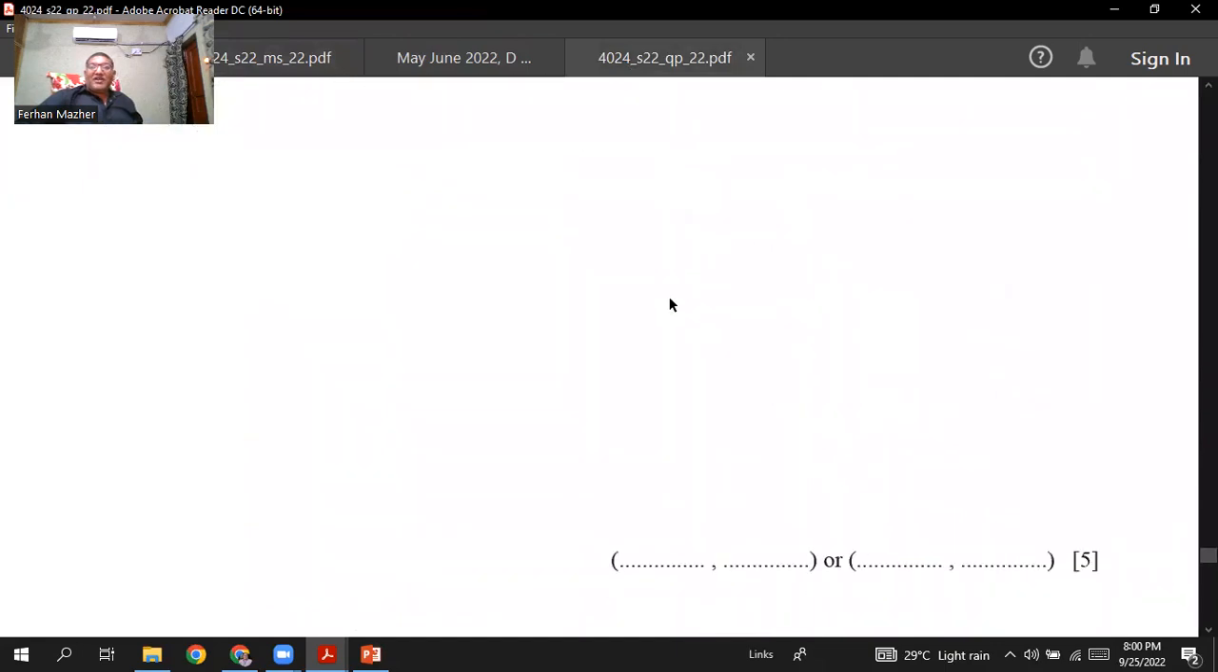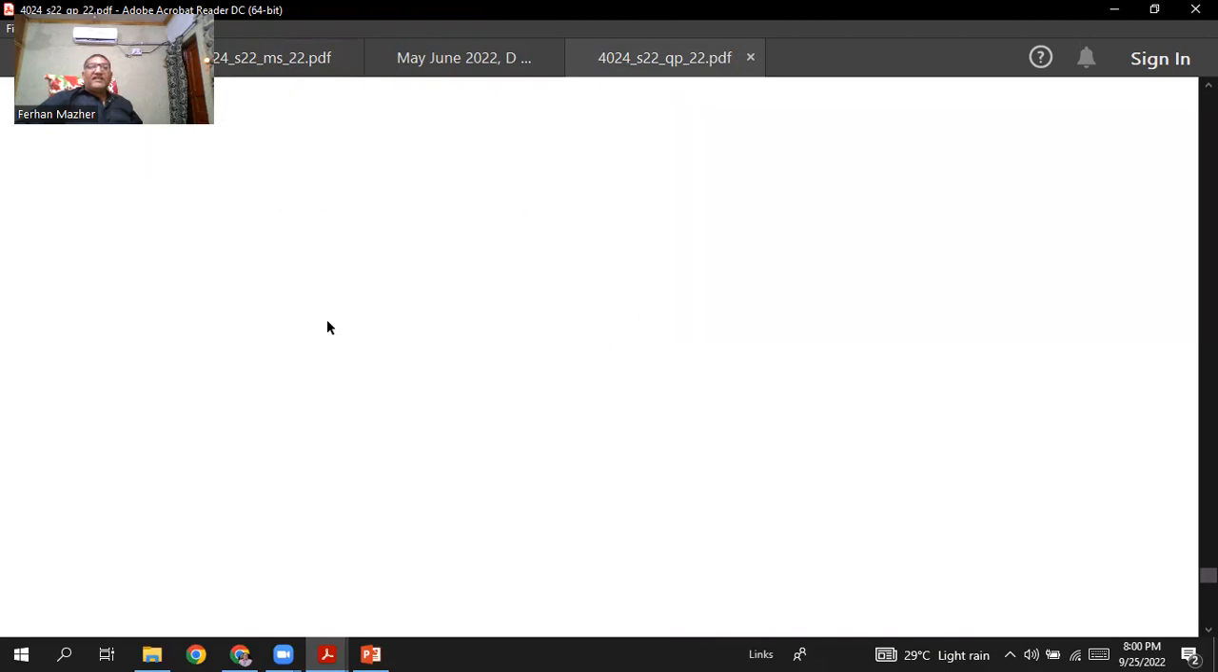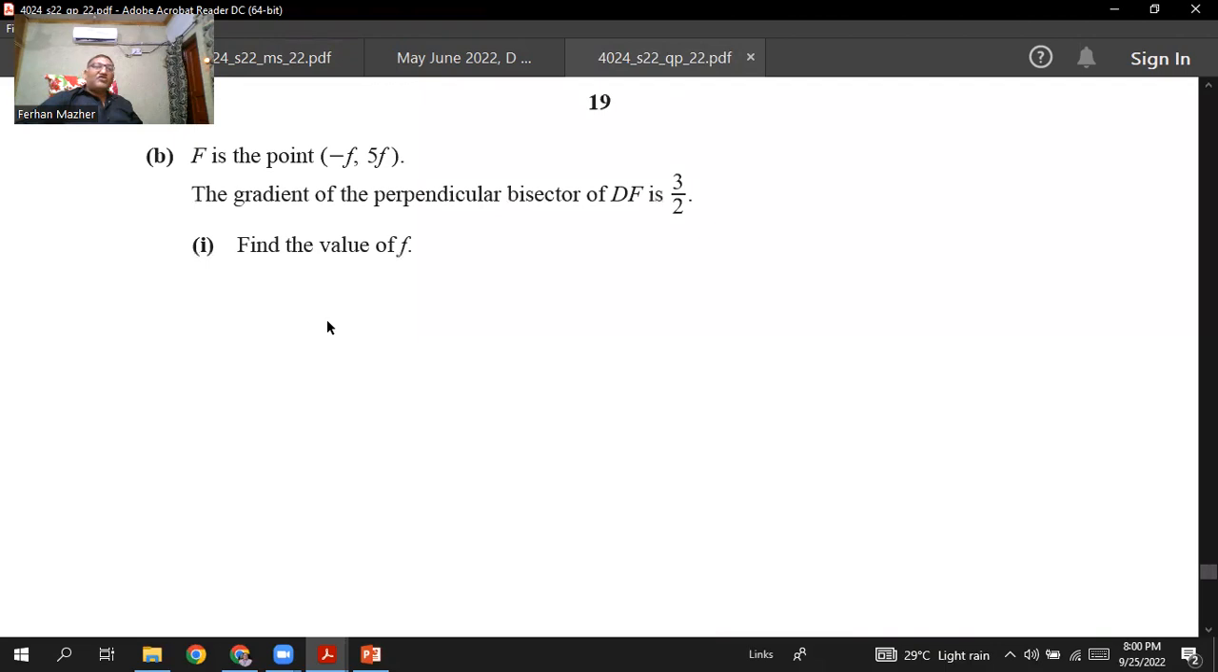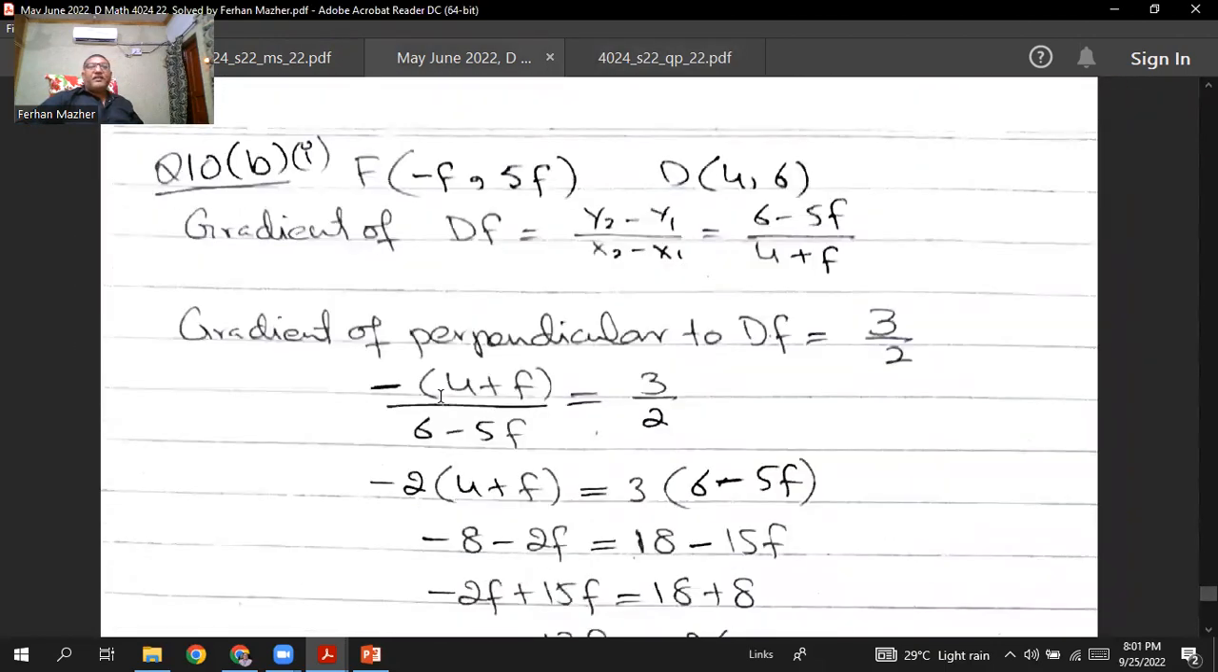It was how many marks? 5 marks. Yeah. Now it says F is the point (-f, 5f). The gradient of the perpendicular bisector of DF is 3/2. Find the value of f. It's a 4-mark question. So very simple. The F point is (-f, 5f), and the D point is (4, 6).